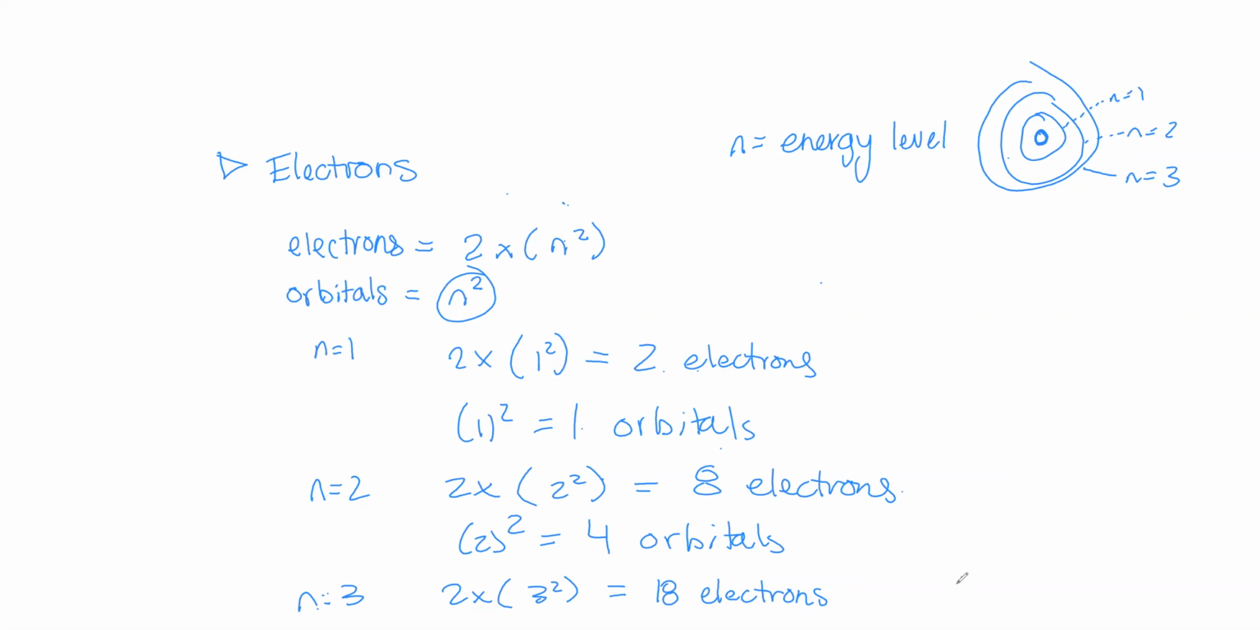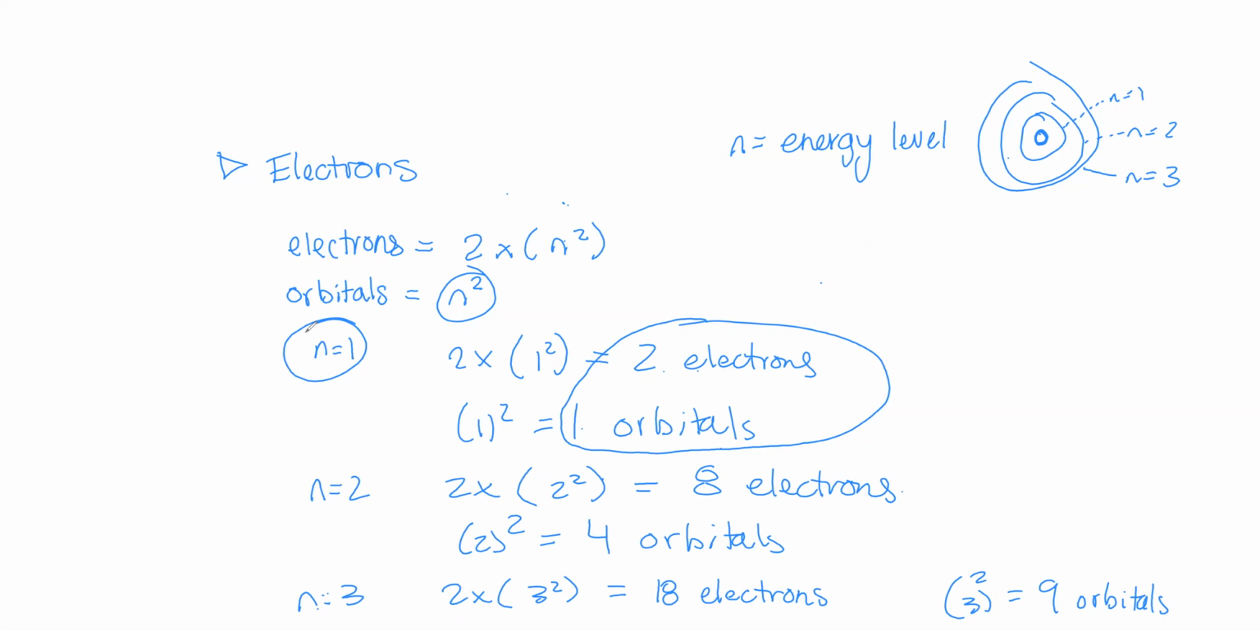equation, which will be n squared, which is 3 squared, which is going to give us 9 orbitals. So the point I'm trying to make here, if you can see the pattern, is that if you look at the answers we got for n equals 1, you're going to have 2 electrons in 1 orbital.